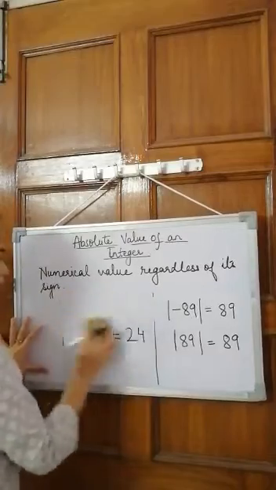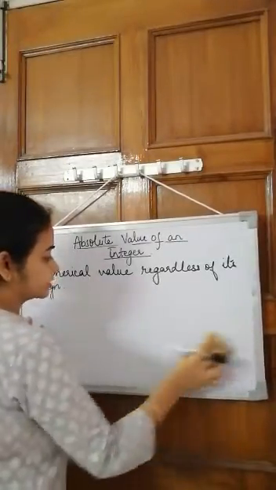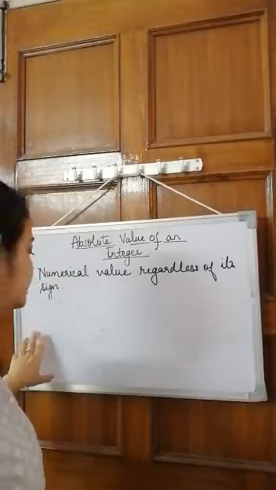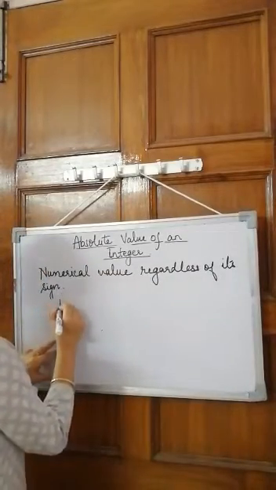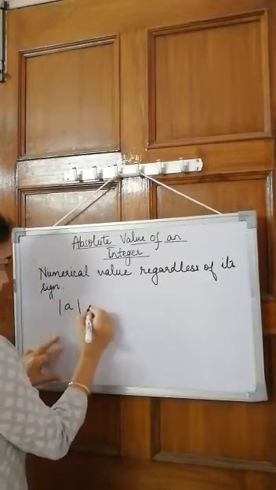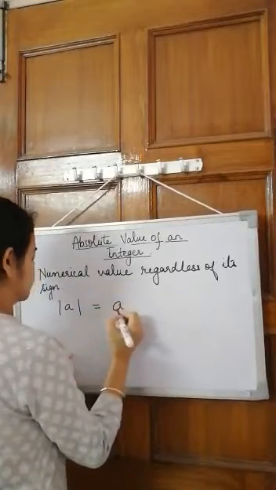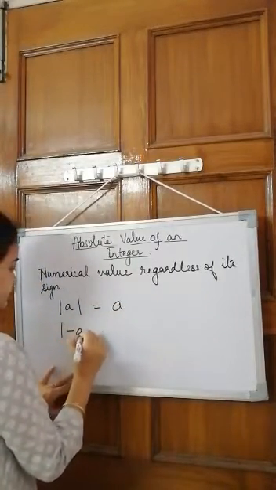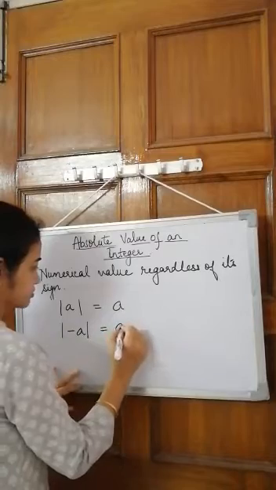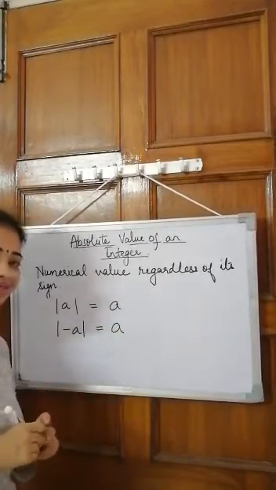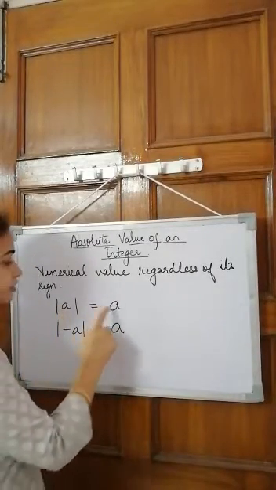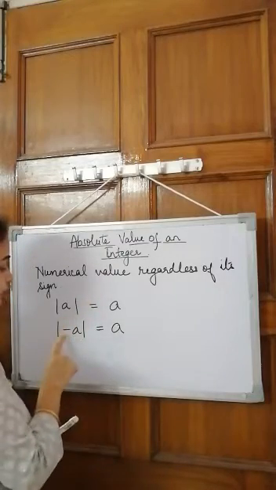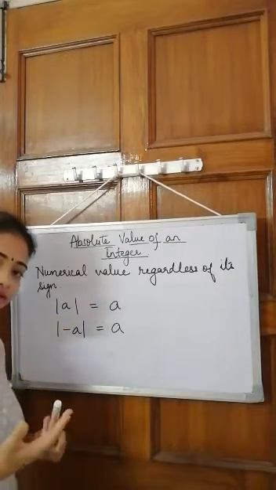And in general, how do we write absolute value? For any integer a, the answer is a. For any integer minus a, the answer is also a. It remains a. It remains the number that we have. It does not take the sign that is there with the number.